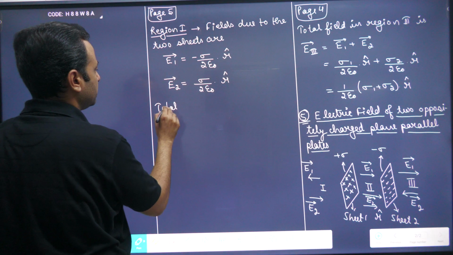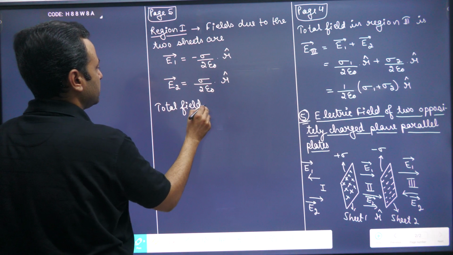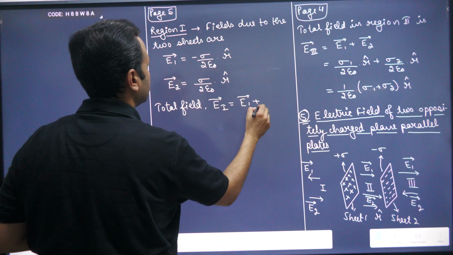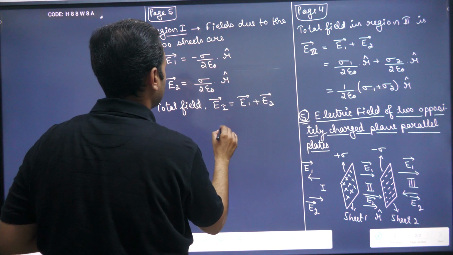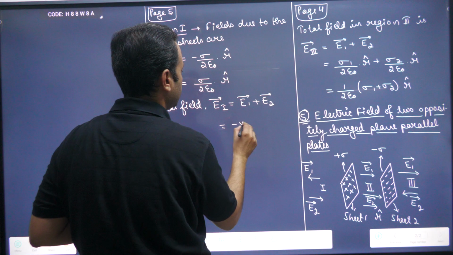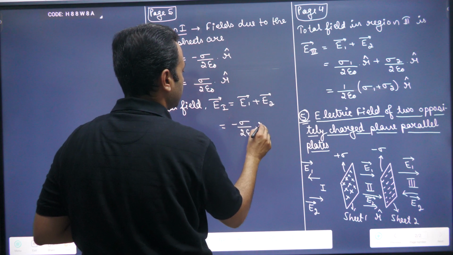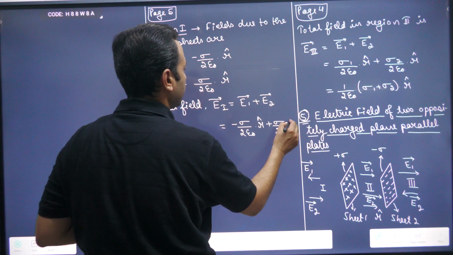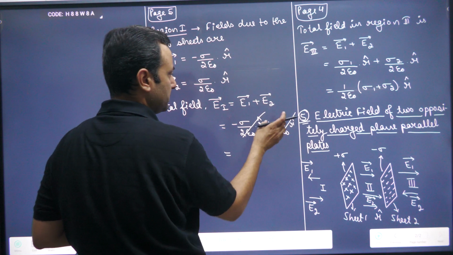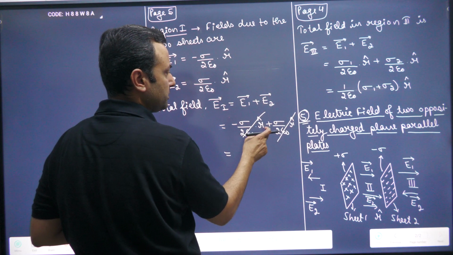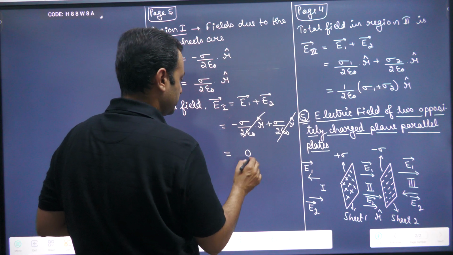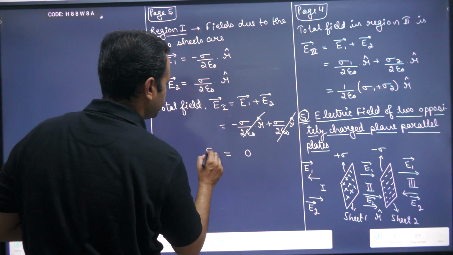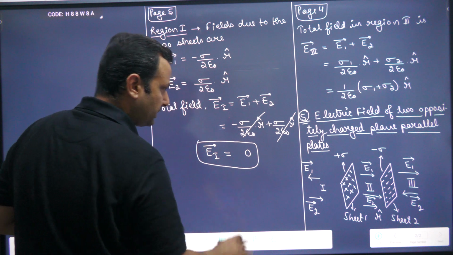So total field in region first, E first, will be equal to E1 vector plus E2 vector. What is E1 vector? Minus sigma upon 2 epsilon naught r cap. What is E2 vector? Plus sigma upon 2 epsilon naught r cap. It gets cancelled because both the terms are the same, but this term is with a positive sign and this term is with a negative sign. So this is 0. So E first is equal to 0. So the electric field in region first will be equal to 0. There will not be any electric field.